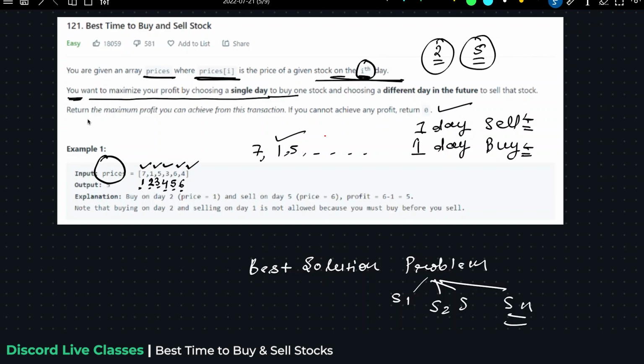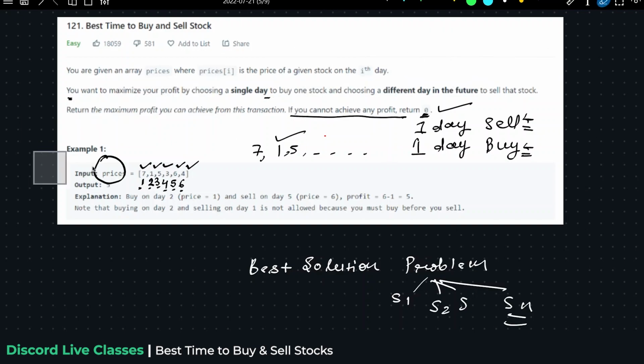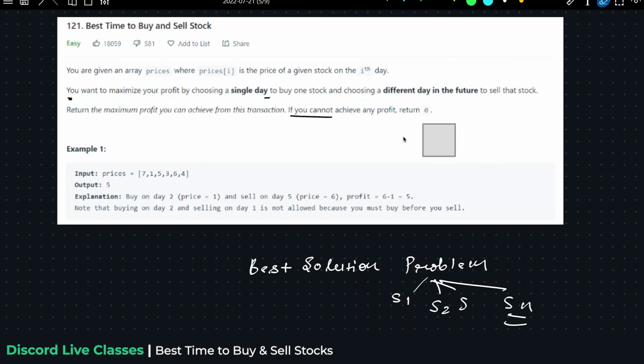So now, return the maximum profit. We have to return the maximum profit we can achieve from this transaction. If you cannot achieve any profit, then return zero. So remember this case. This is also our boundary case. If we do not achieve anything, then we will return zero. Okay, let's clear all this and move towards the basics.